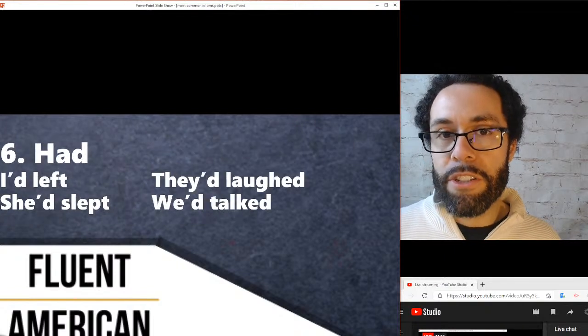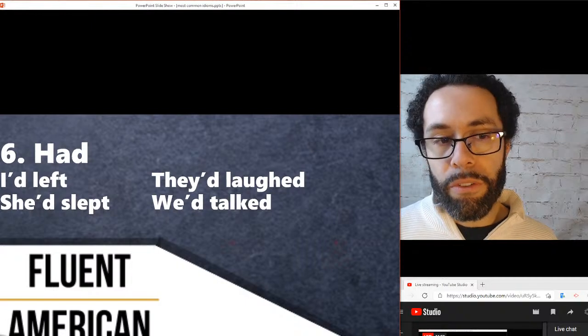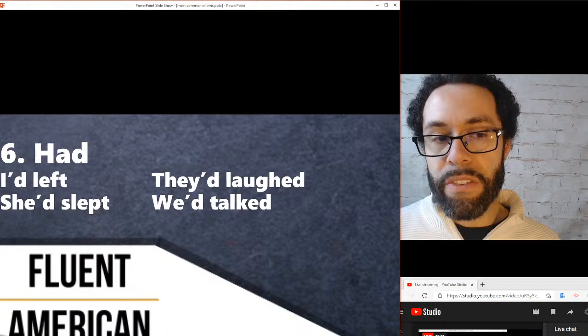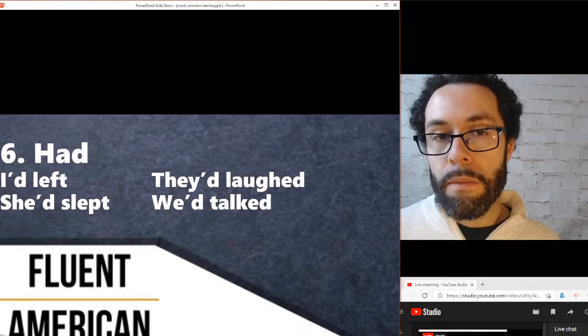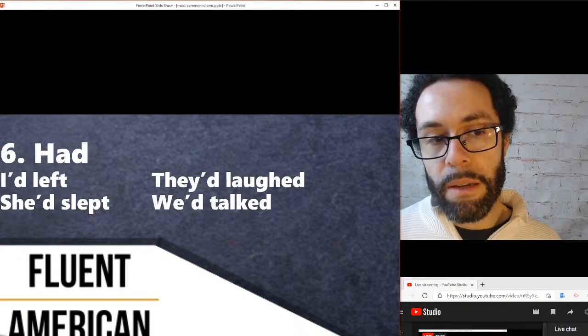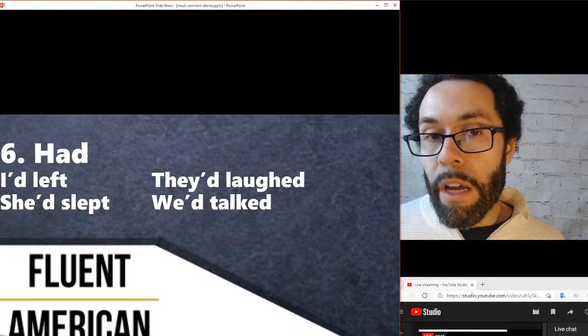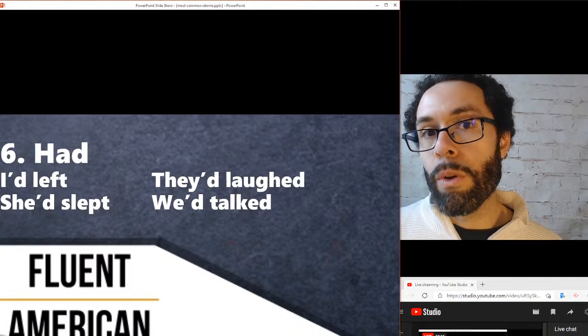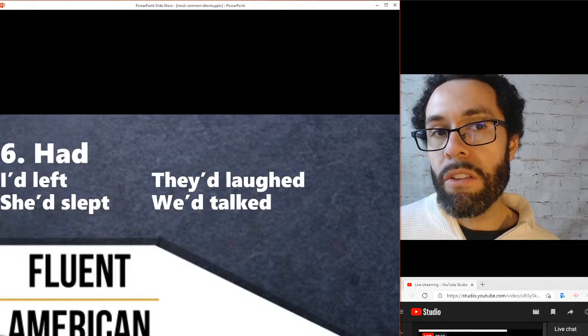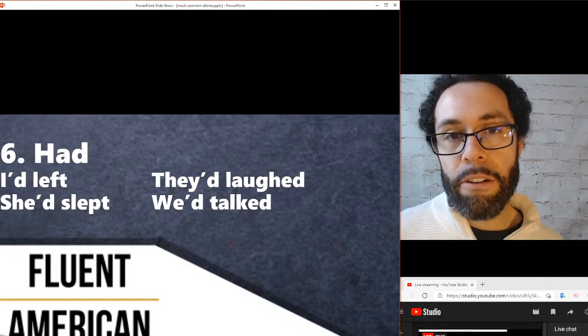Also, some more contractions we're using "had." For instance, the first one, I'd left. Or the next one, she'd slept. Again, these are going to look the same as contractions using "would." In terms of looks, they look exactly the same. But notice that we're using a past participle after these. That's how your listener is going to know: does this mean "had" or does this mean "would"?